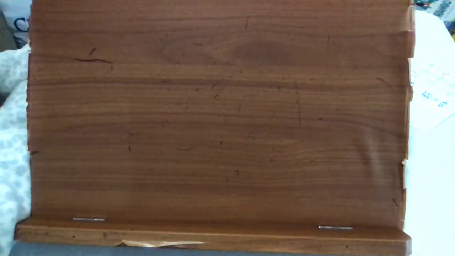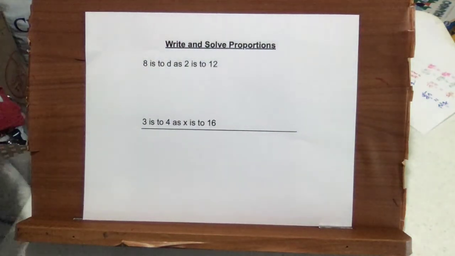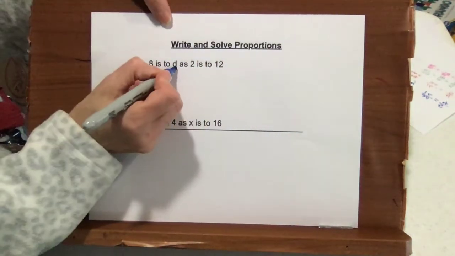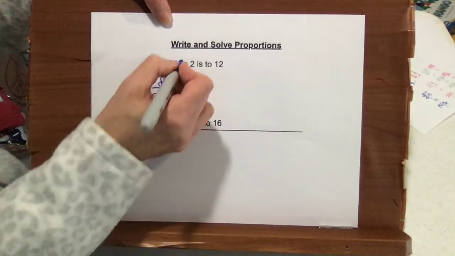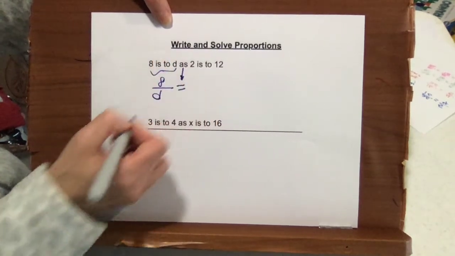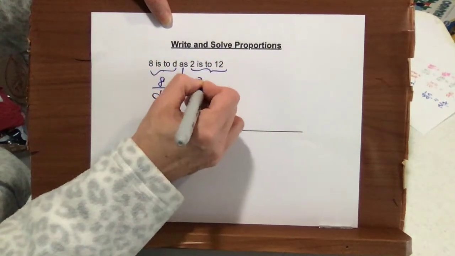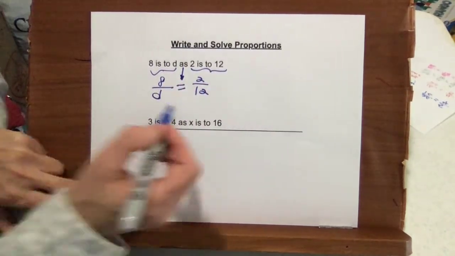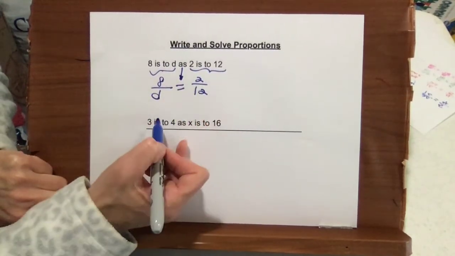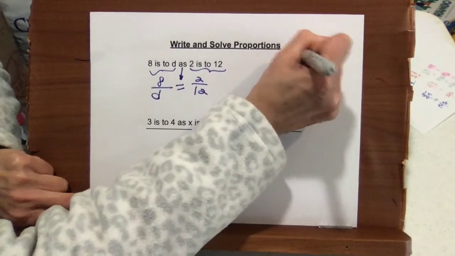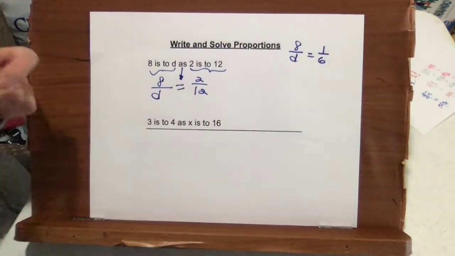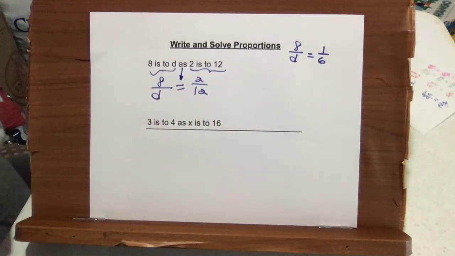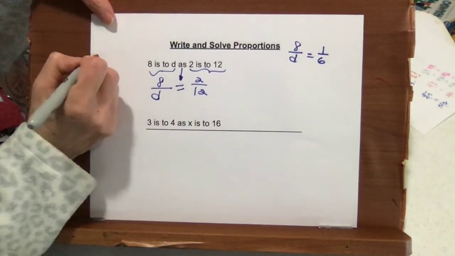Now, proportions. Proportions are two ratios that equal each other, so they become an equation. So we're going to write and solve these proportions. A is to D, so we say, all right, well, if A is to D, it's 8/D. As means equals. 2 is to 12 is 2/12. And at this point, you have two choices. 2/12 can be reduced if you'd like, so 8/D equals 1/6, or you can leave it as 2/12. In the other case, I'm going to do both. What we're going to do is we cross multiply.